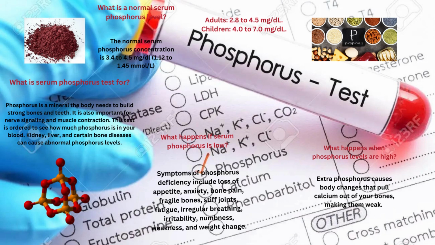What happens when phosphorus levels are high? Extra phosphorus causes body changes that pull calcium out of your bones, making them weak. What is a normal serum phosphorus level? The normal serum phosphorus concentration is 3.4 to 4.5 mg per deciliter.